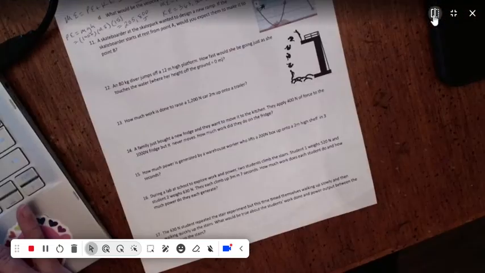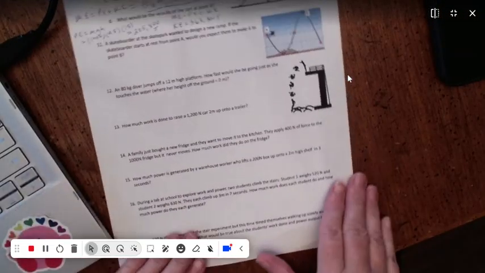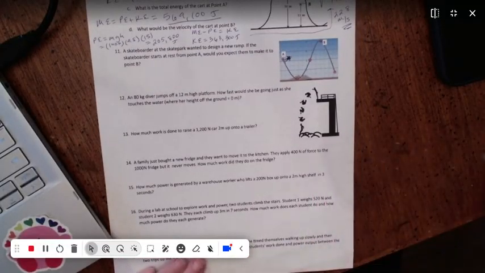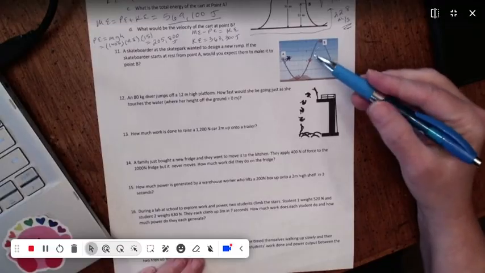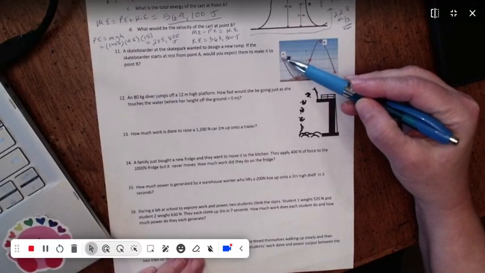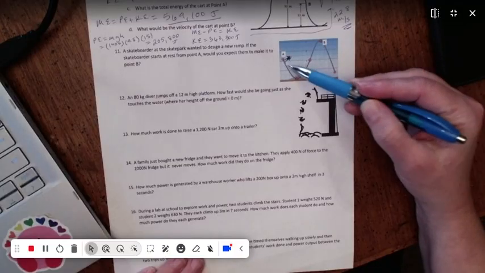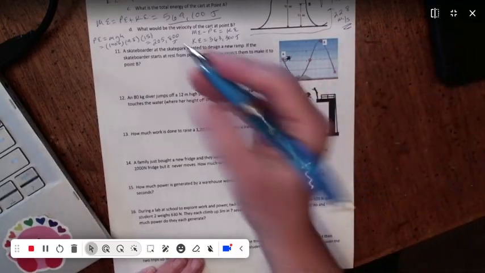Okay, I'm going to try and wrap this up in one more video. So, alright, we've got a skateboarder at the skate park. They want to design a new ramp. They're starting from rest at this point. Can they make it to this point? Okay, and the answer for that would be no.